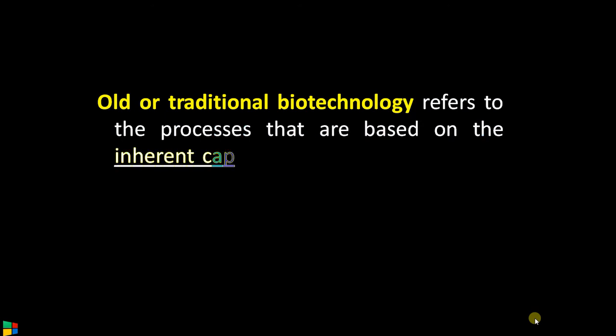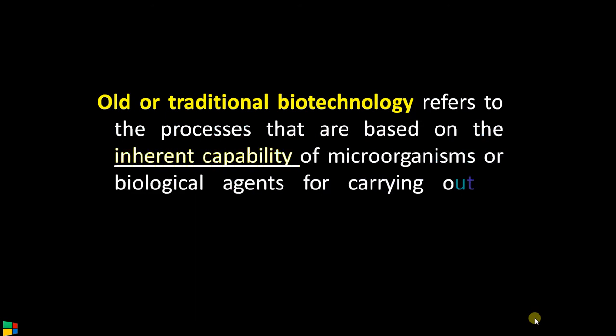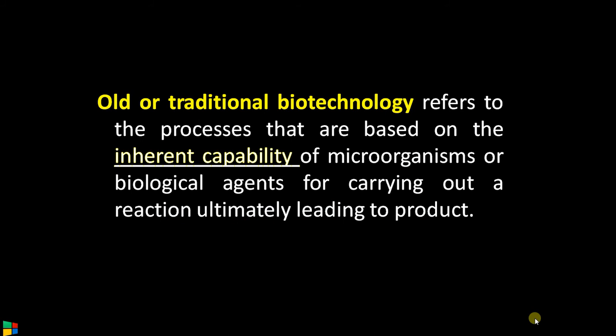Now let us define old biotechnology in the right sense. Old biotechnology or traditional biotechnology refers to the processes that are based on the inherent capacity of microorganisms or biological agents for carrying out a reaction, ultimately leading to a product. We are actually using these microorganisms even without knowing what is actually happening. So, the capacity of microorganisms or biological agents will convert it into a useful product.